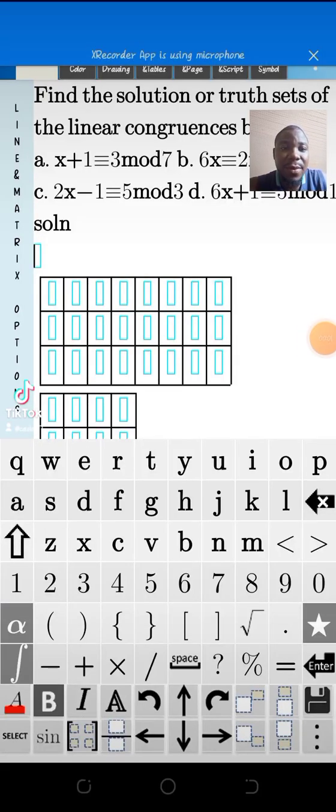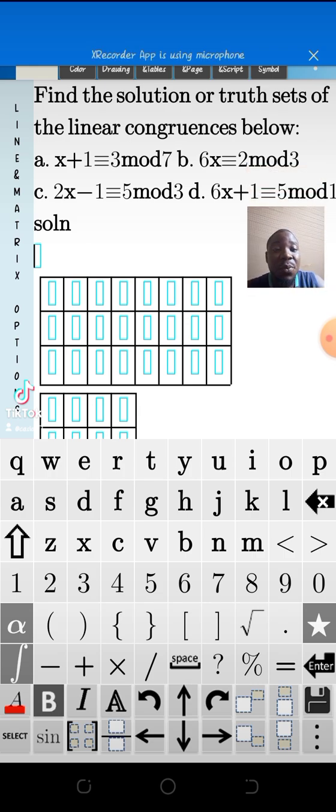Good day, everyone. So today we'll be talking about equations in modular arithmetic. Okay, so we have an example here to find the solution or truth set of the linear congruencies below. Is that okay? So let's see what we can do.